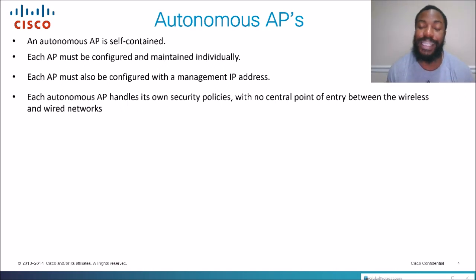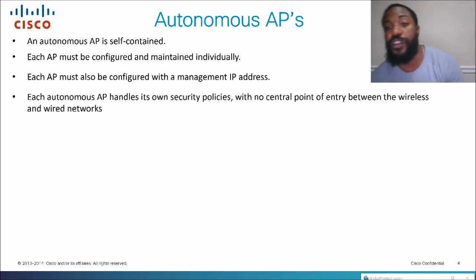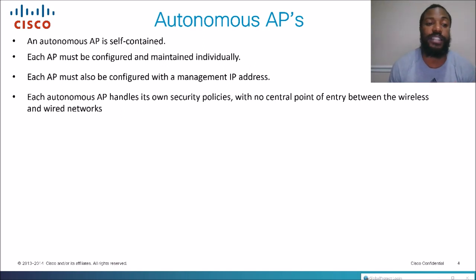With a wireless LAN controller, you can control those APs and configure them from the wireless controller. We'll talk about that in another slide. Each autonomous AP handles its own security policies with no central point of entry between wireless and wired networks, right? So again, autonomous APs do everything, not by itself, but all of the functions are contained within that AP. That's why it's called autonomous, because it's like autonomous cars, right?